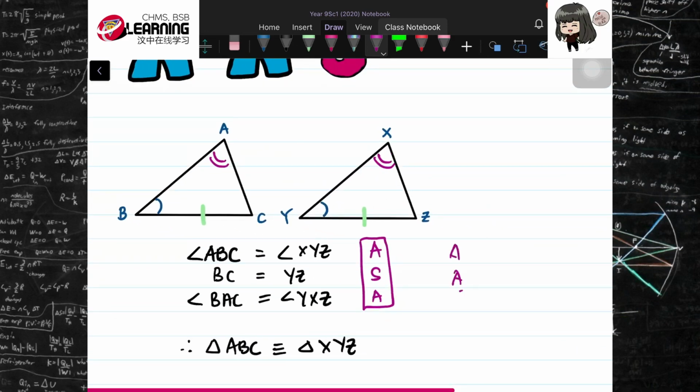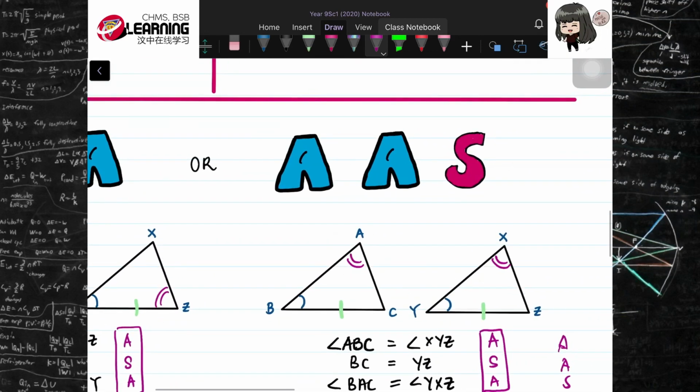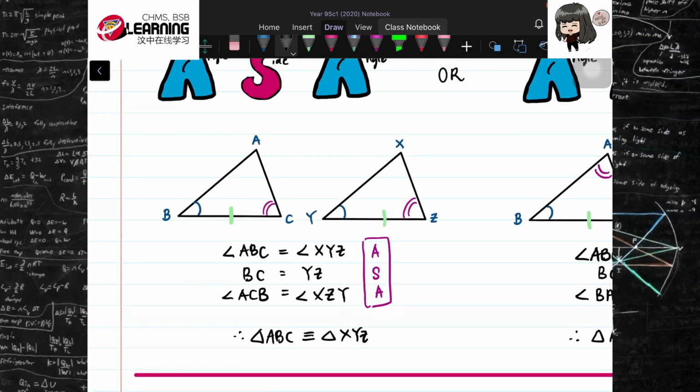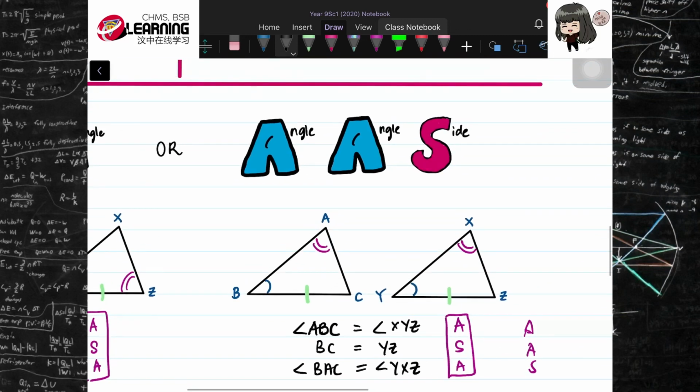If you want to write down angle, side first, also can, it's the same. So AAS here means that the side doesn't need to be included between the two angles. This angle side angle, where the side is included between the angles, is congruent. And the angle angle side, where the side is not between the two angles, we can say that they are congruent too. They are also called congruent.